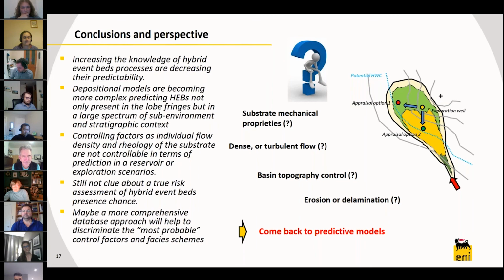So my advice for the future is to keep hybrid beds a trending topic in research. Now we have almost all the elements, so we should try to have a more comprehensive, maybe database, approach, to be able to discriminate what are the most probable controlling factors and facies schemes. Then come back to predictive models in order to answer the final question: why are some basins so full of hybrid beds and some others lack them completely?